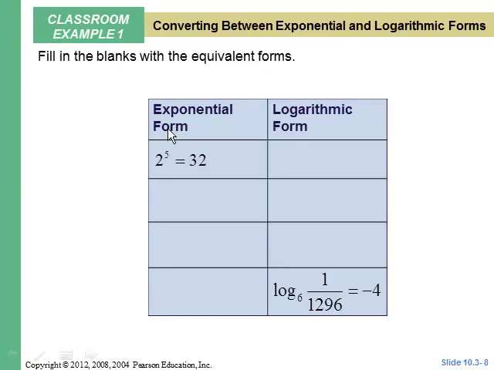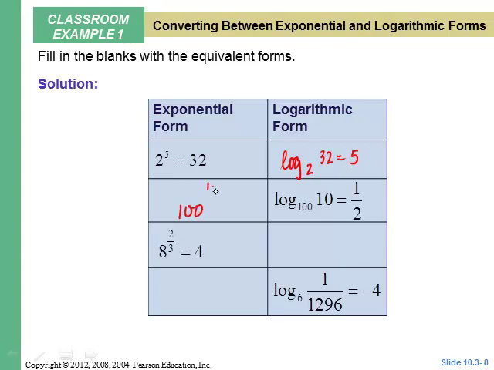All right, so let's fill in these forms and see what we get. So 2 to the fifth is 32, means log base 2 of 32 is 5. 100 to the 1/2 is 10. Log base 8 of 4 is 2/3. 6 to the negative 4th is 1/1296.